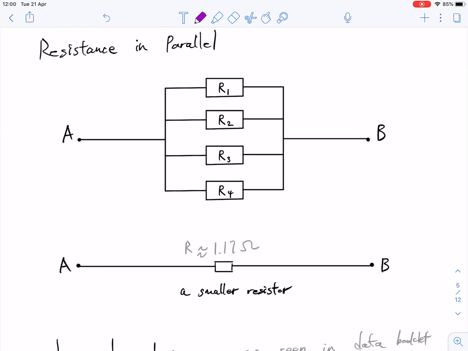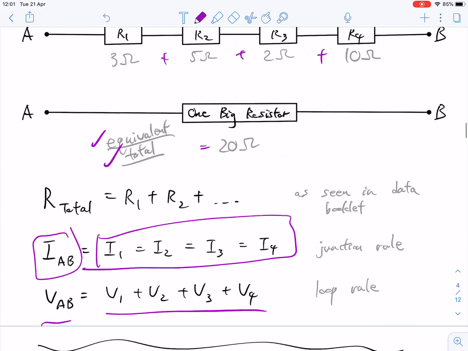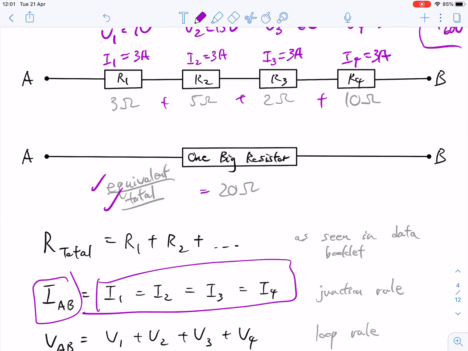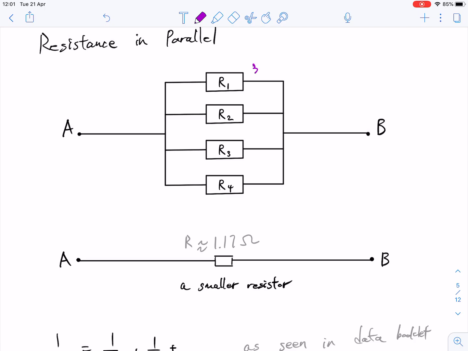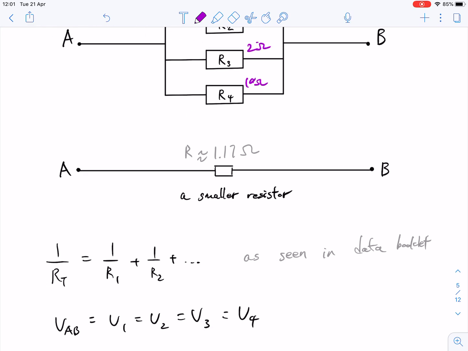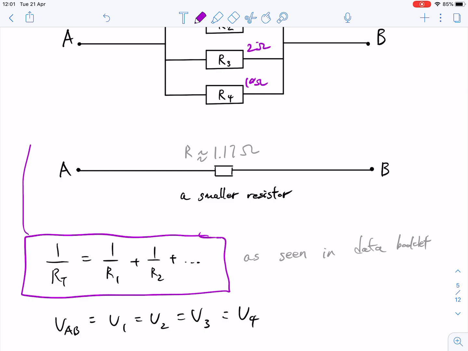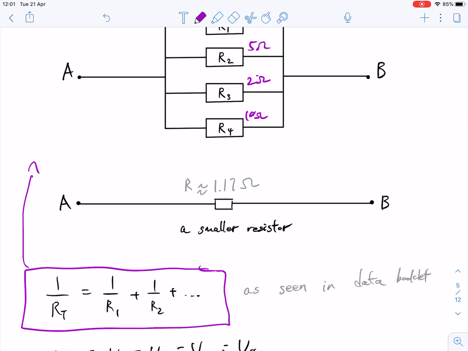Okay, parallel circuit. So I think I just used similar values there. We'll just use the same 3, 5, 2, and 10: 3 ohms, 5 ohms, 2 ohms, 10 ohms. And if we want the equivalent resistance for this, we have to go through this set of calculations. I'm going to go through this in a bit more detail because a lot of students do struggle with this.